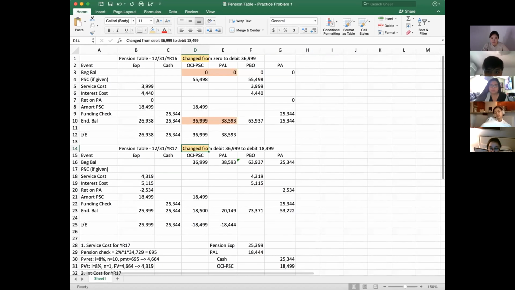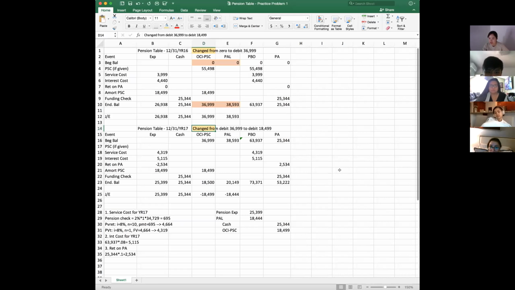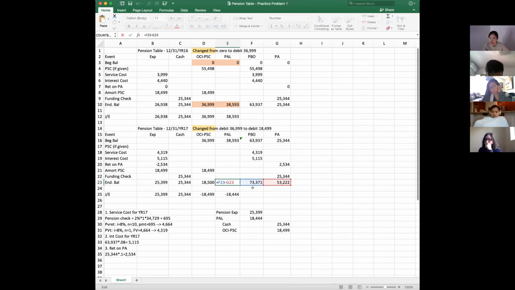All right. Any other questions? The quiz is going to be based on this problem. Yes, the quiz can be anything that we covered so far on chapter 17. Okay, how did I get 2149 for plan asset? Oh, so this one is the difference between ending PBO and plan asset balances.